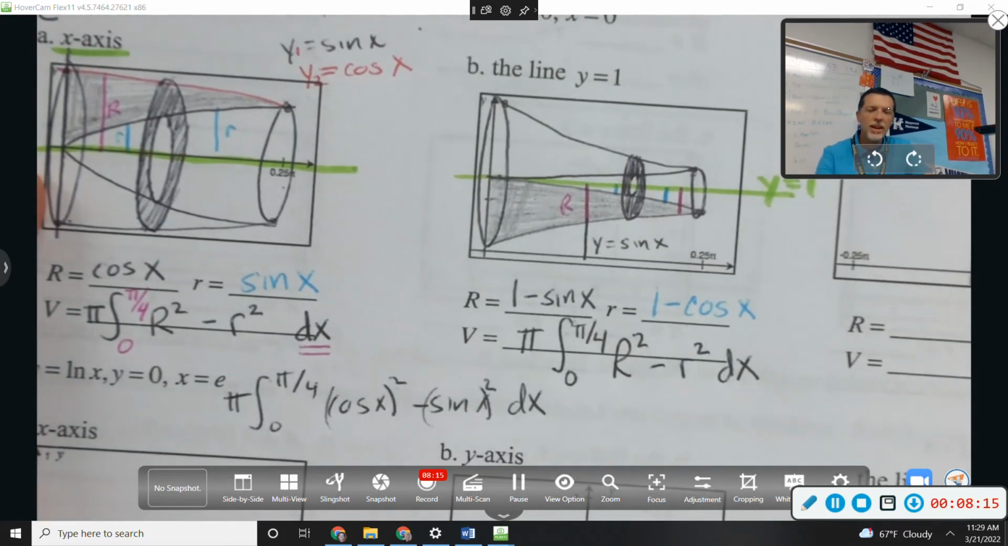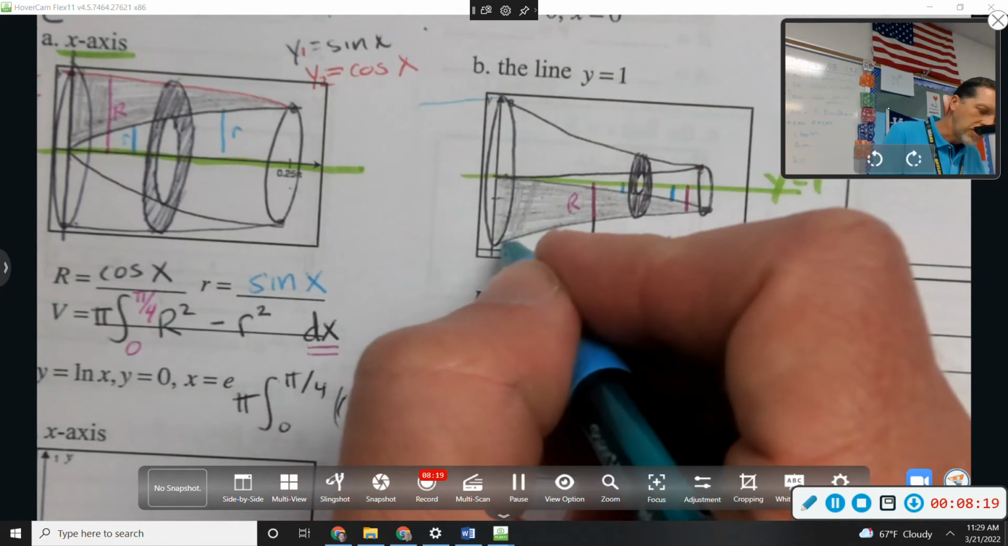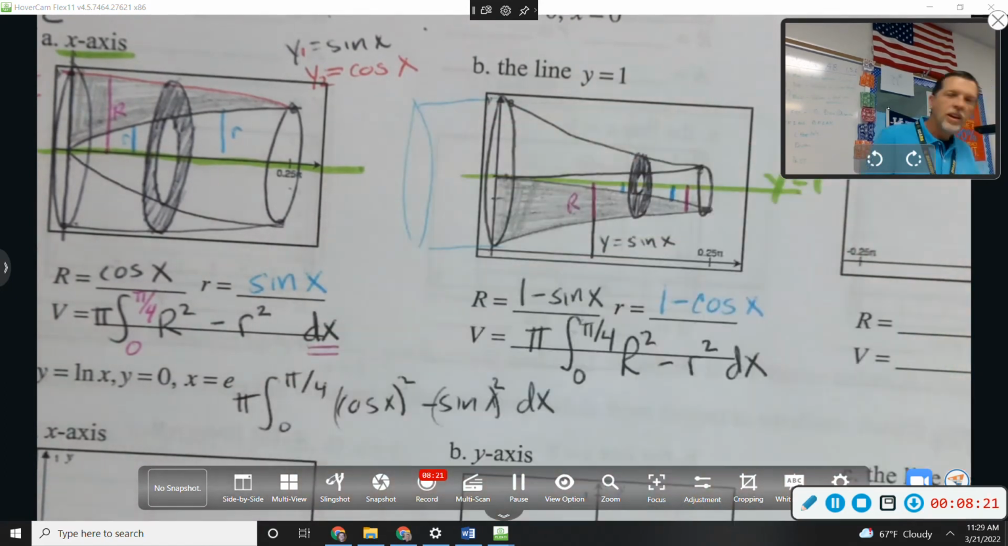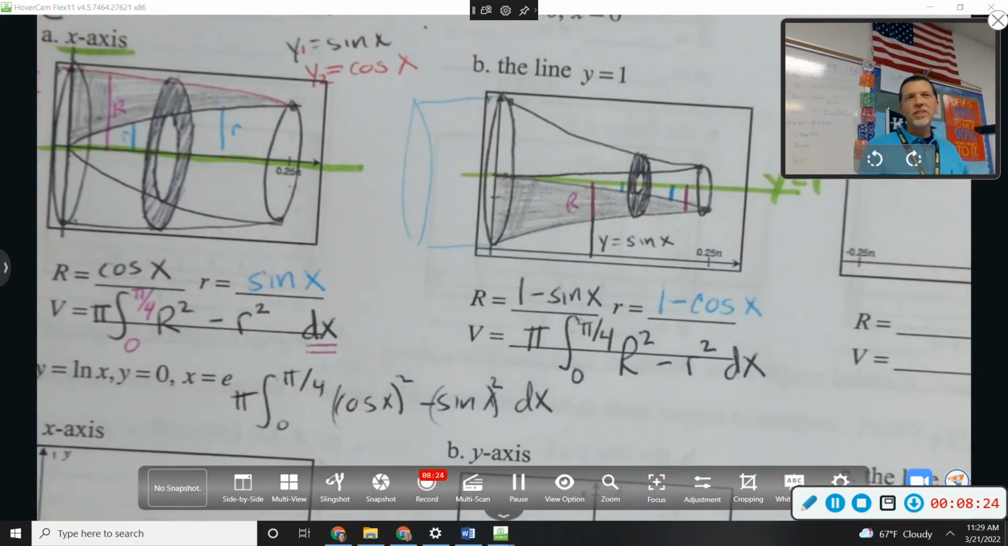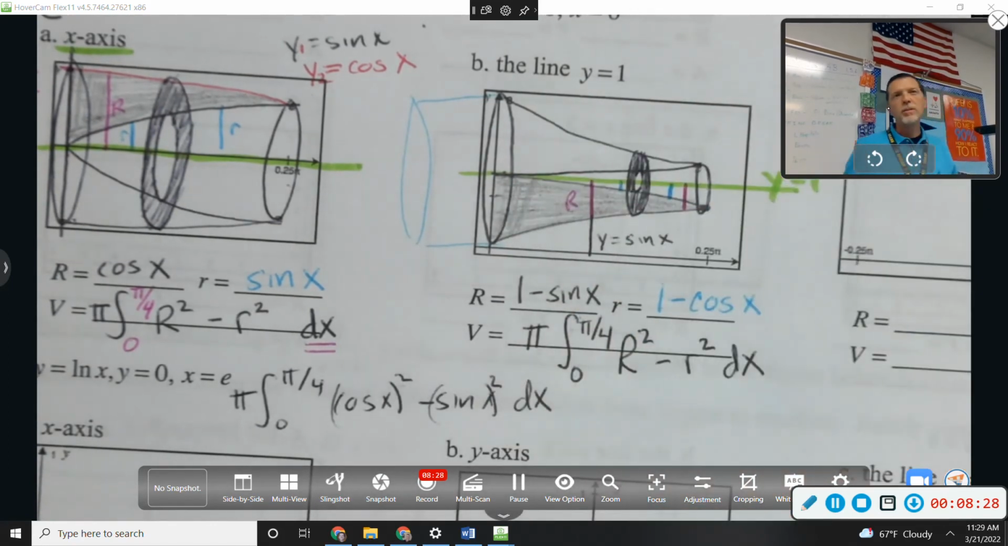With more complicated pictures, if there was an extra something on the end of this, you would have to break it into two integrals, where you'd have the disk problem plus the washer problem.